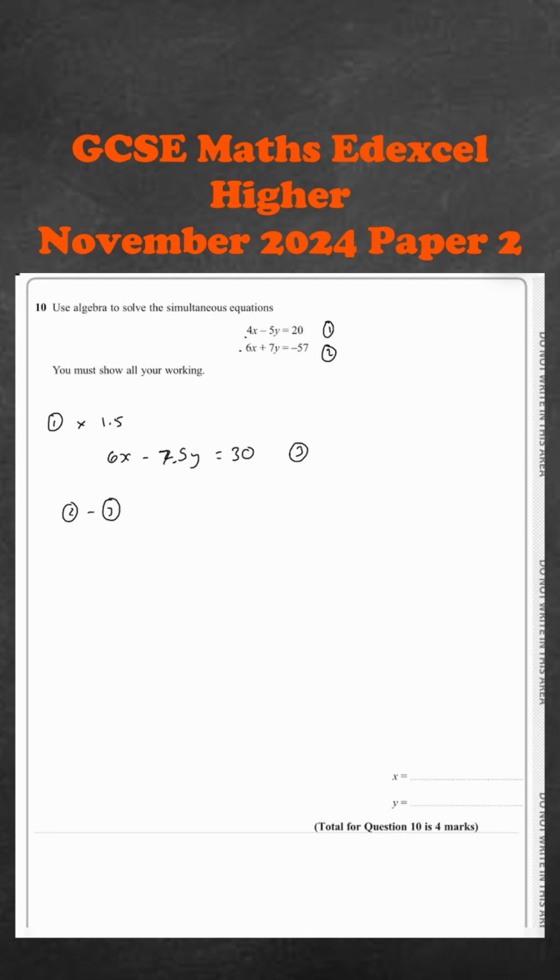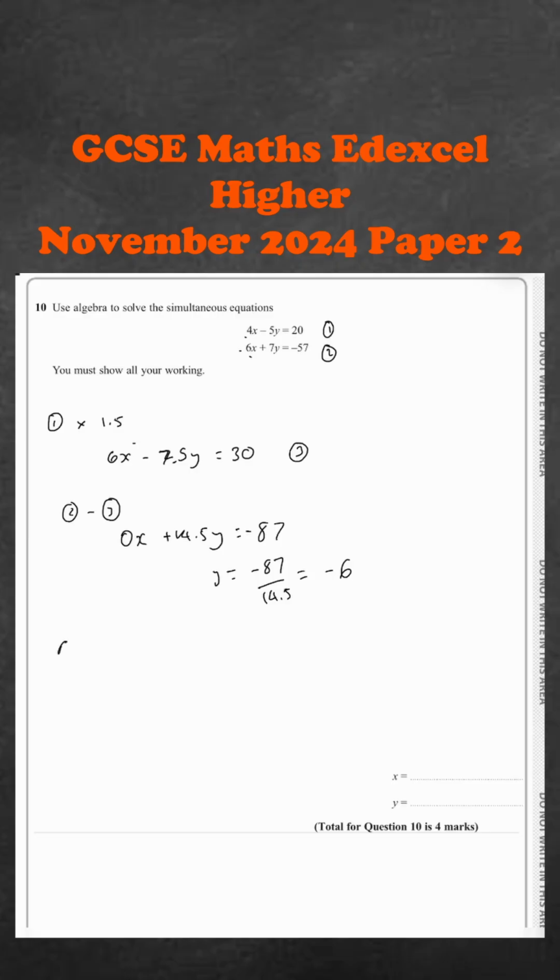We're going to get 6x minus 6x gives us 0x. 7y minus 7.5y gives minus 14.5y. Wait, 7y plus 7.5y gives 14.5y. And minus 57 minus 30 gives us minus 87. Then I can say that y, therefore, is minus 87 divided by 14.5. And on my calculator, that is just minus 6. And now we have minus 6.